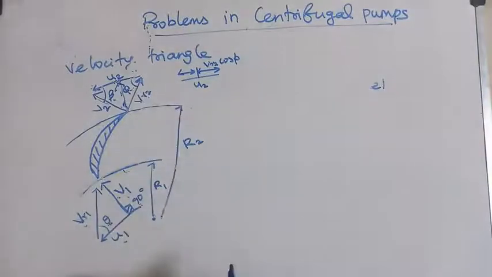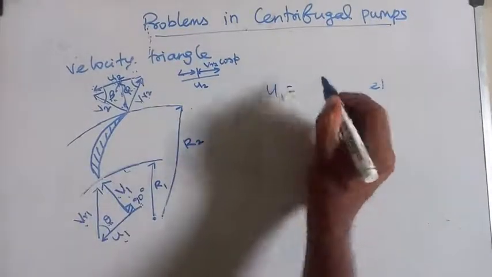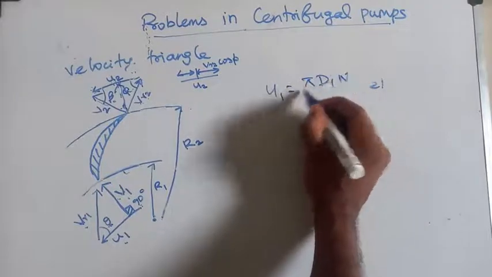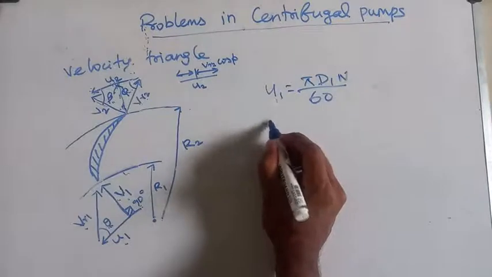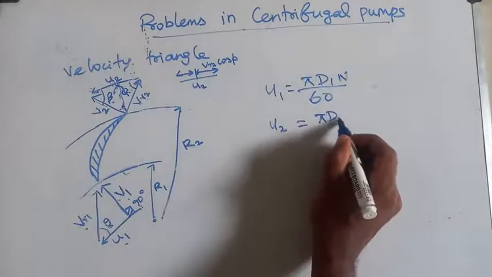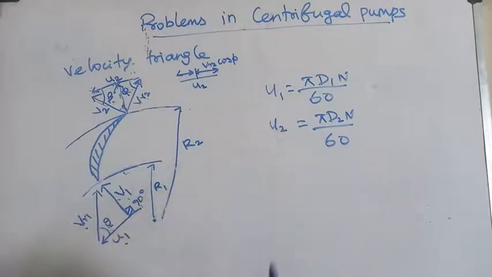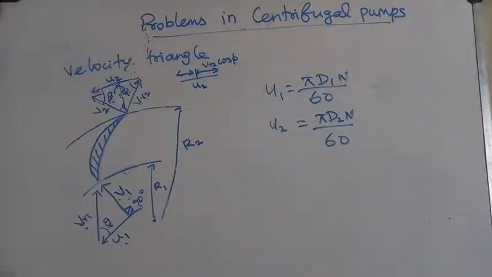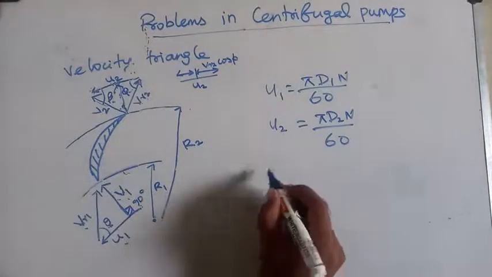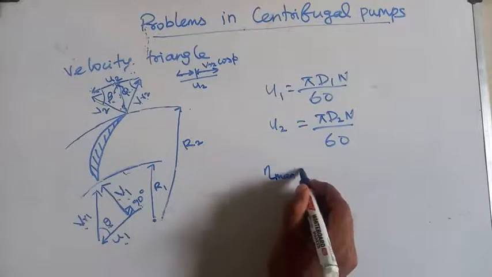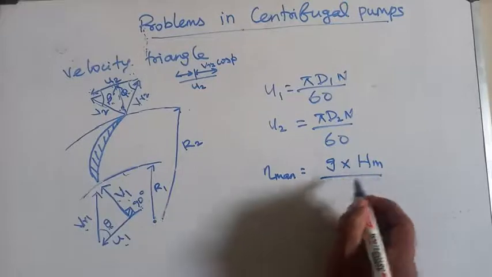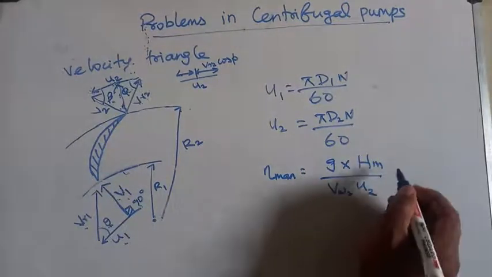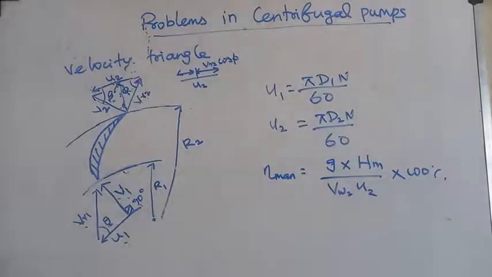Then we have to know one more formula for U1 and U2. If I know D1 and D2, I can calculate U1 equal to pi D1 N by 60, where N is the angular speed in rpm. Like that, U2 is equal to pi D2 N by 60. By using that, I can calculate U1 and U2. We already know the formula for manometric efficiency: g times manometric head divided by VW2 into U2, into 100%. We already derived these formulas.